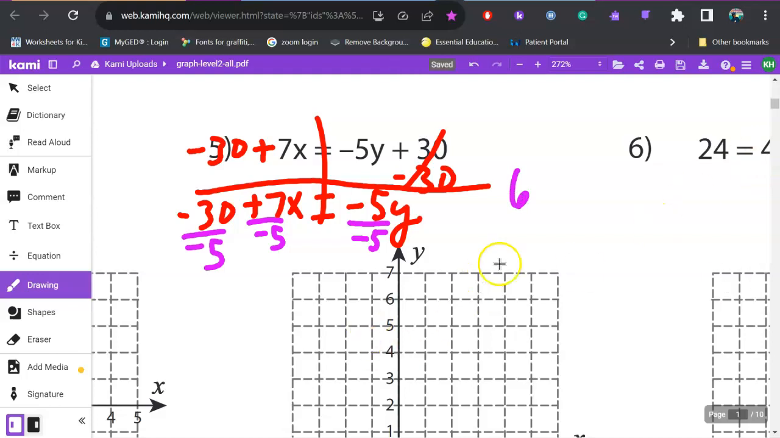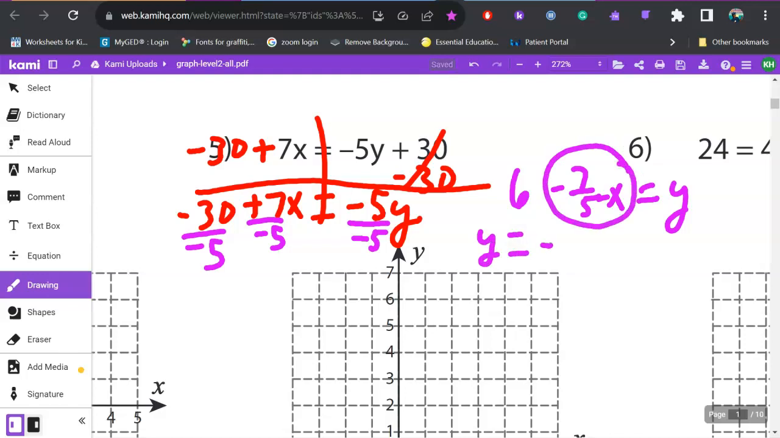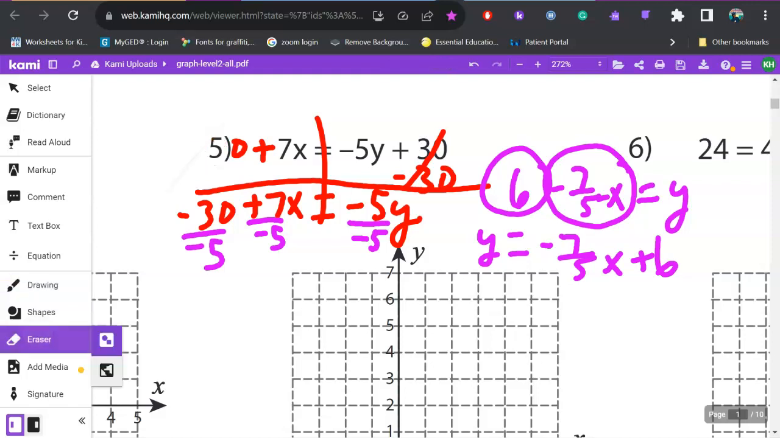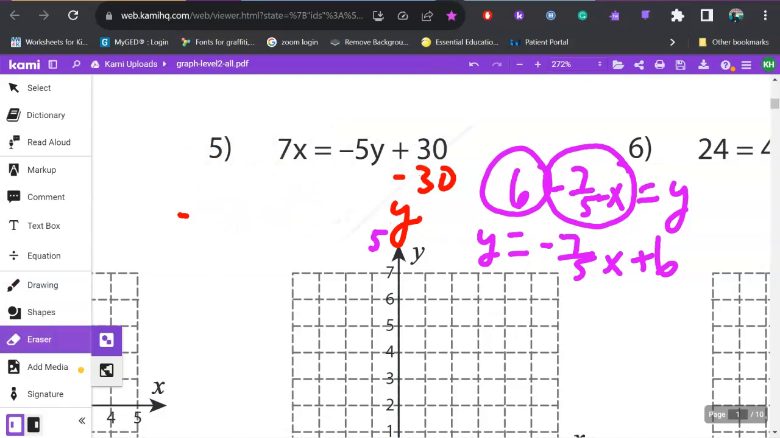And then a -7/5x, that fraction cannot reduce, right? A -7/5x. And then equals y. So that's what I have. Let me rearrange it. Put my y first, my mx number next, -7/5, and then my +6. So that's what it looks like that I'm going to graph. So I have y equals -7/5x +6. Let me do that one again, try to get it a little bit neater. Here we go. Let's watch that one again.